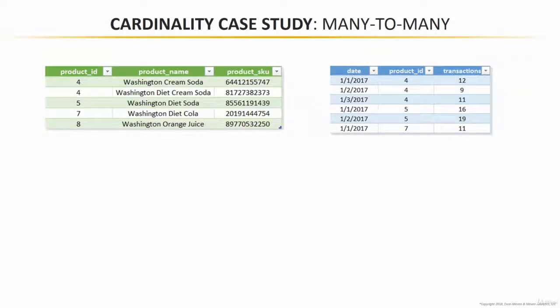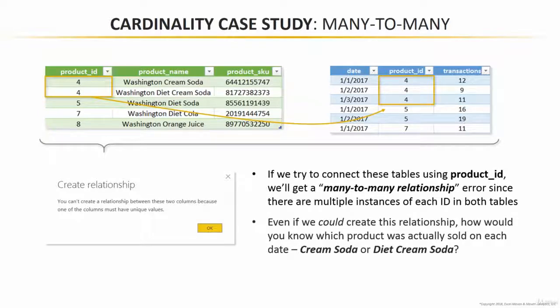You've got a product lookup table in green on the left, which has IDs, names, and SKUs. And you've got a data table in blue on the right, which has dates, product IDs, and transactions. So if you were to try to create a relationship between these two tables, you'd get an error message that looks something like this. Power BI is going to tell you you can't create a relationship between those two columns because one of the columns must have unique values. And as you can see above, we've got 2 instances of product ID number 4 in the lookup table and 3 instances in the data table.